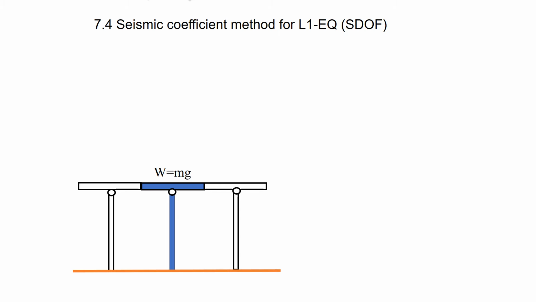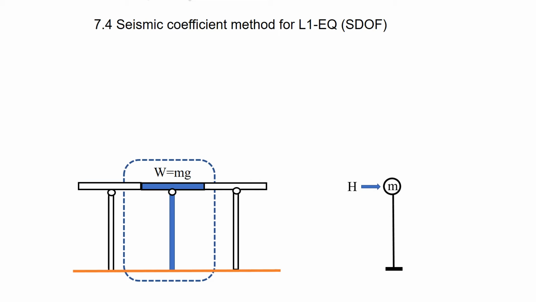7.4. Seismic coefficient method. This is the most common design method for the SDOF structures subjected to L1 earthquake. Suppose there is a continuous girder bridge as shown here. Then pick up this unit consisting of the pier and the girder. It can be modeled as a SDOF model. The seismic force is assumed to act on the node as the design lateral force H.